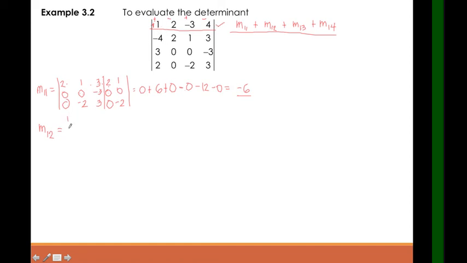So, matitira ay, ano matitira? We have negative 4, 3, 2, then 1, 0, negative 2, then 3, negative 3, and then 3. Mag-a-add tayo ng 2 rows. Negative 4, 3, and then 2, 1, 0, and then negative 2. Okay. Now, we can now solve for the determinants.